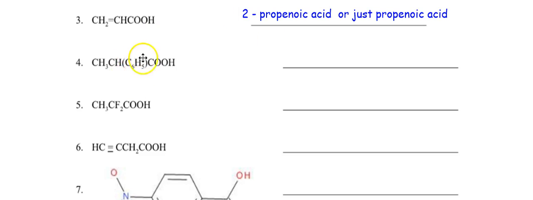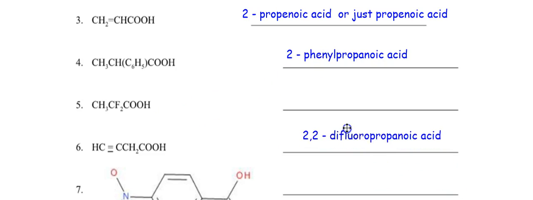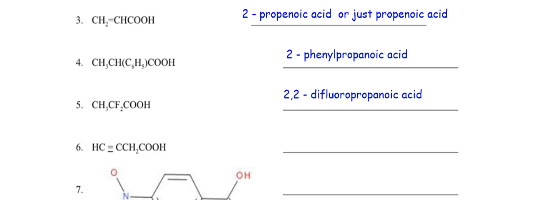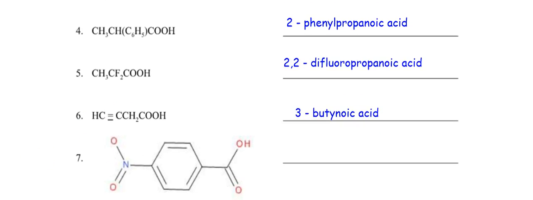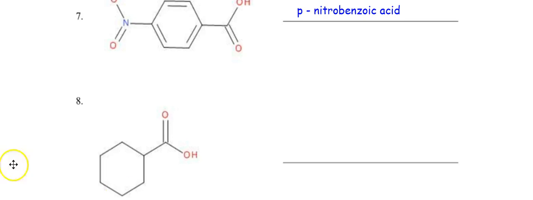I don't know if you recognize this, but this is a phenyl group, all right, like a benzene group minus one of the H's, and it's off the second carbon. So I have 2-phenylpropanoic acid. Here I have 2 fluorines on the second carbon, so I have 2,2-difluoropropanoic acid. I was on a propanoic acid kick, I think, but this one has 4 carbons, 1, 2, 3, 4. So I have 3-butynoic acid, all right, and then here I have a benzoic acid with a nitro group. So I have para or p-nitrobenzoic acid. And finally down here at number 8, I have one of these other long words, cyclohexane carboxylic acid.